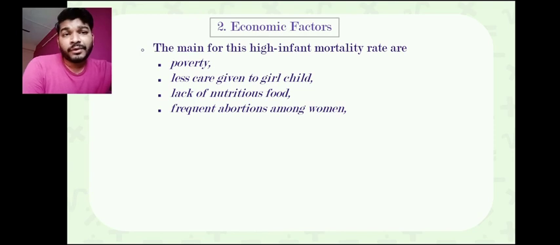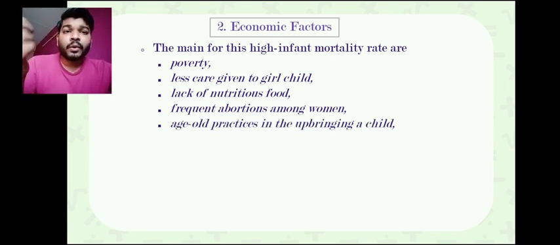Then there is frequent abortion of women, because of the preference for a male child. If a girl child is to be born, the family tries to force them to go for abortion. So the female becomes weakened due to this frequent abortion.